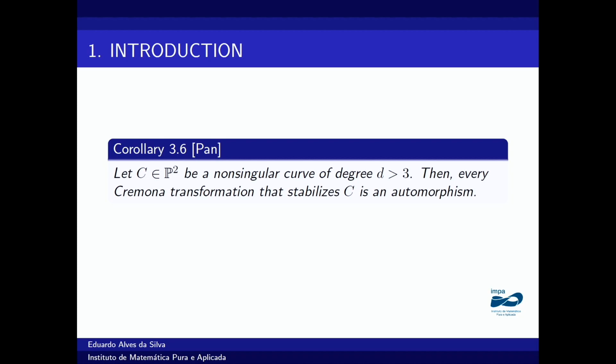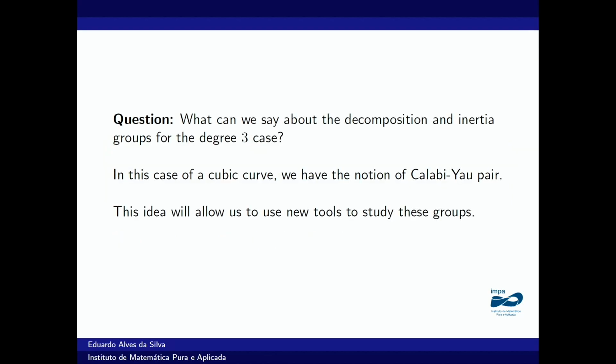But we will have the answer to this question in the next slide. Using adjunction systems, Pan was able to show that for any non-singular plane curve of degree greater than 3, every Cremona transformation that stabilizes C is an automorphism. This result means that the decomposition group of this curve is just the linear automorphisms of P2 which preserve this curve. Actually, my colleague also spoke about this in another situation, but it's pretty much the same. But what can we say about the decomposition and inertia groups for the degree 3 case? Because the last corollary is about curves which have degree greater than 3.